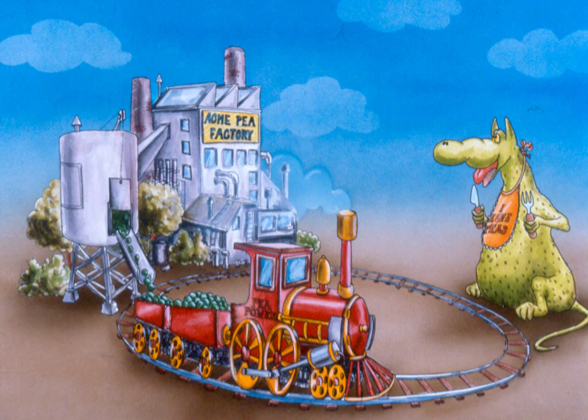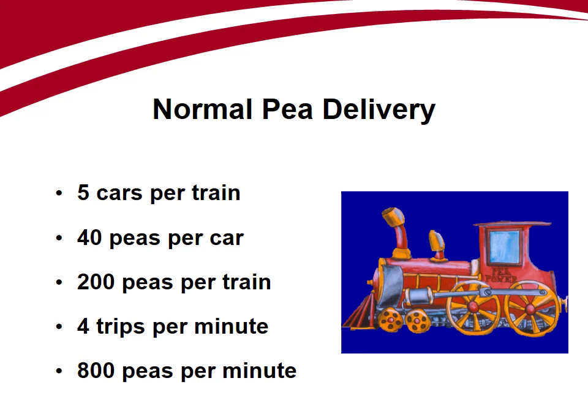In an attempt to keep him happy, the villagers built both a pea factory and a train to deliver peas to the pea monster. The factory processed the peas and loaded them into boxcars for the trip to the pea monster. As long as the train delivered enough peas to the pea monster, he remained happy and healthy. The pea train consisted of a locomotive and 5 cars, each of which could carry 40 peas or 200 peas per train. The train was able to make 4 trips between the pea factory and the monster every minute, delivering a total of 800 peas per minute.